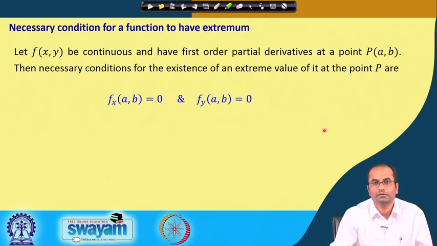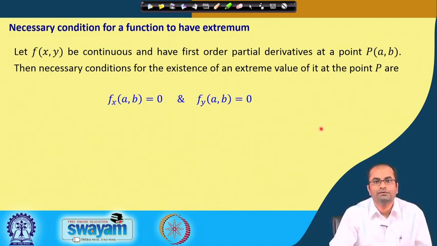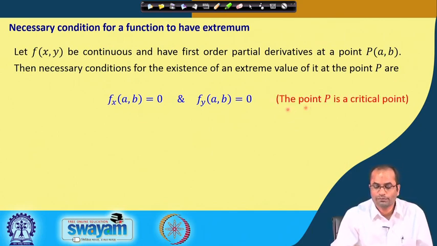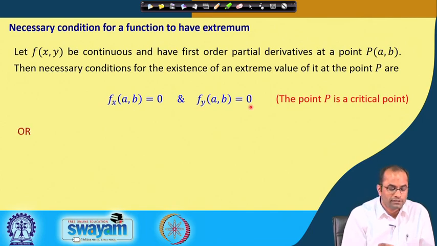So, if there is a local maximum or minimum, we will identify those points, and among these, which are the critical points as per the definition we have defined. At these critical points, if there is no local maximum or minimum, that point will be called a saddle point. So, this point P is a critical point as per the definition we have discussed.